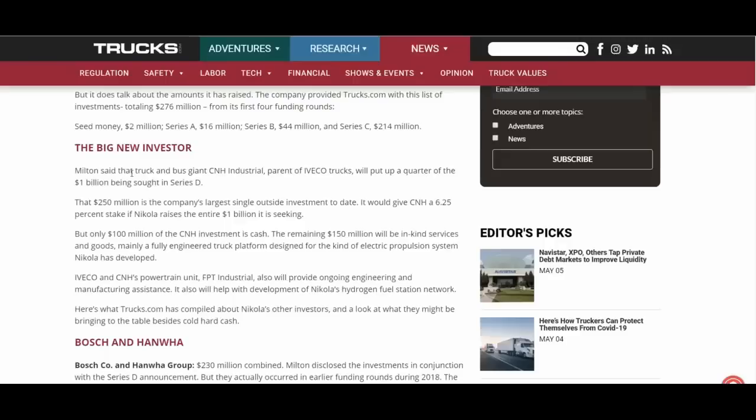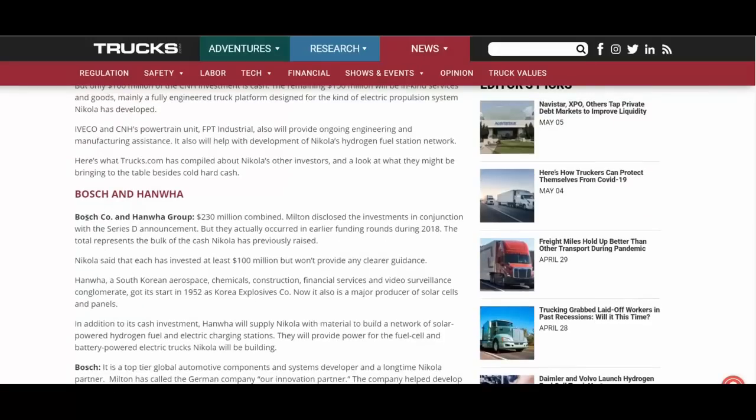Now, the other reason why I think this business is really well supported is because it has managed to bring good and strong investors. One of the biggest investors in Nikola Motors will be CNH Industrial, which is also the parent of Iveco Trucks, which was a huge success. And if you check the balance sheet statement of CNH Industrial, it looks really good. They have managed to collect $250 million from CNH Industrial, and the other strong investors are Bosch and Hanwha Group. And Bosch, since you already know, I don't think I need to talk about Bosch.